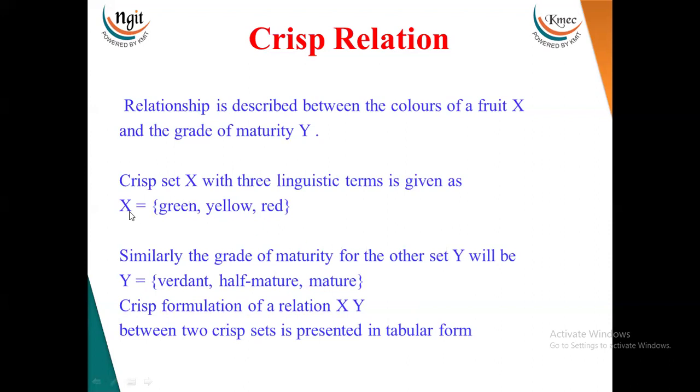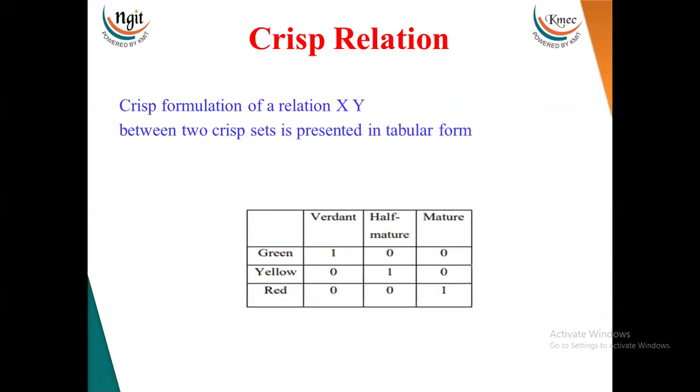So how will I mention the relationship? If X equal to green, what will be the Y value? Verdant. If X equal to yellow, the Y value is half mature. If X equal to red, Y equal to mature. So this can be represented in tabular form. Now these are your X and Y values. What are our X values? Green, yellow, and red. Verdant, half mature, and mature are the Y values.